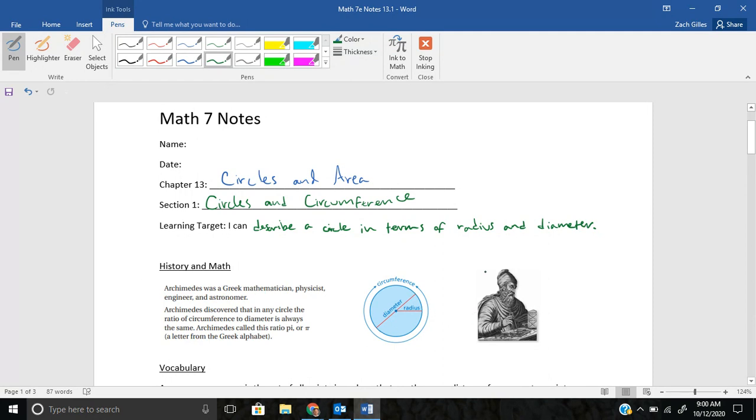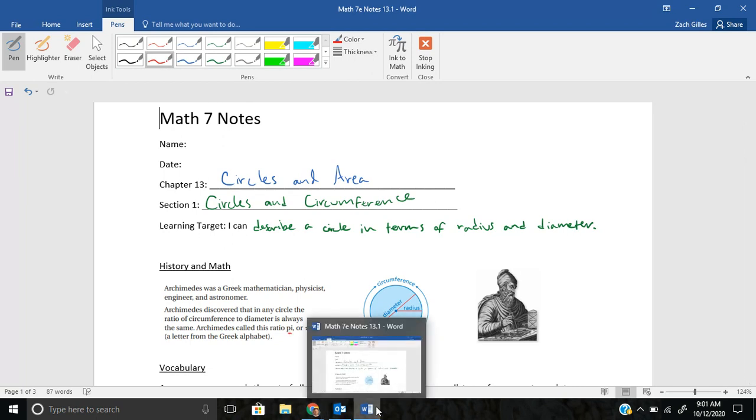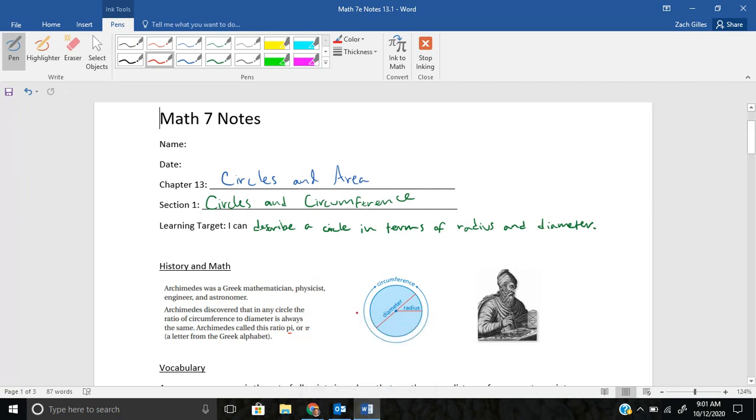This guy over here is Archimedes, and he was a Greek mathematician, a physicist, an engineer, and an astronomer. You can say he was a pretty smart dude. And he discovered what maybe you've heard of before, this number that we call pi, different than an apple pie. But he discovered that in any circle, the ratio of circumference to diameter is always the same.